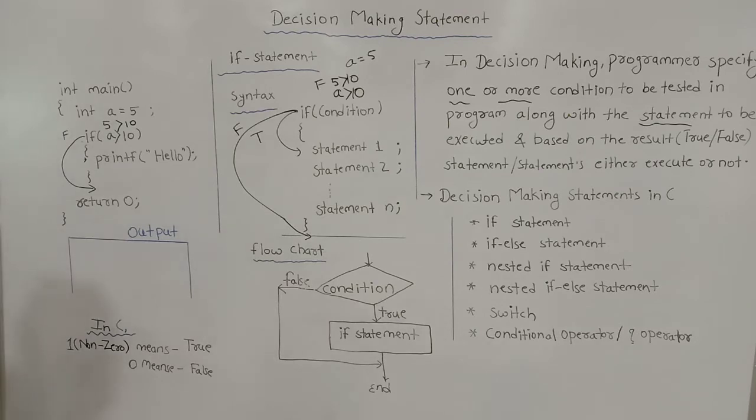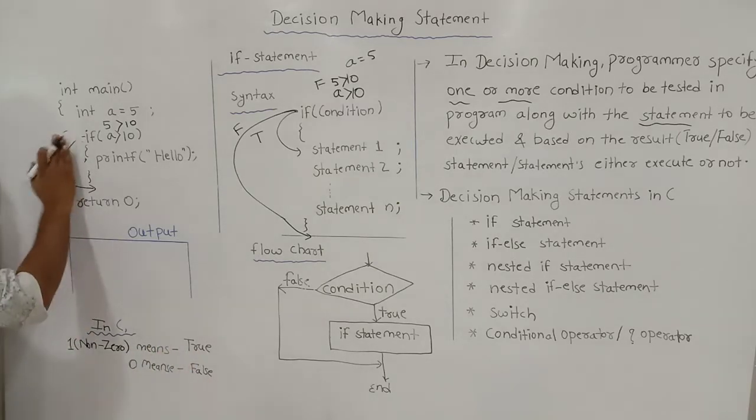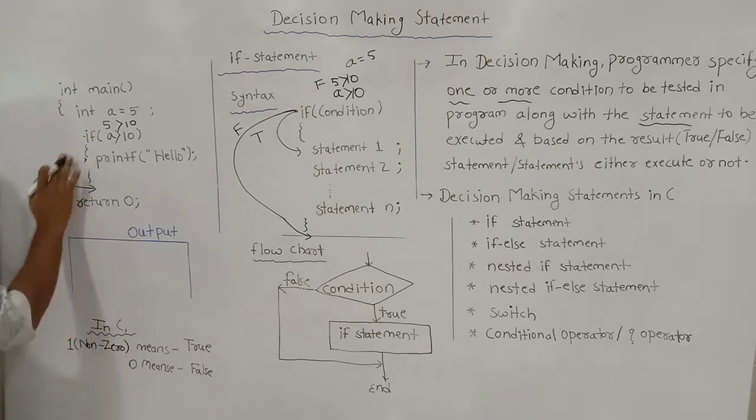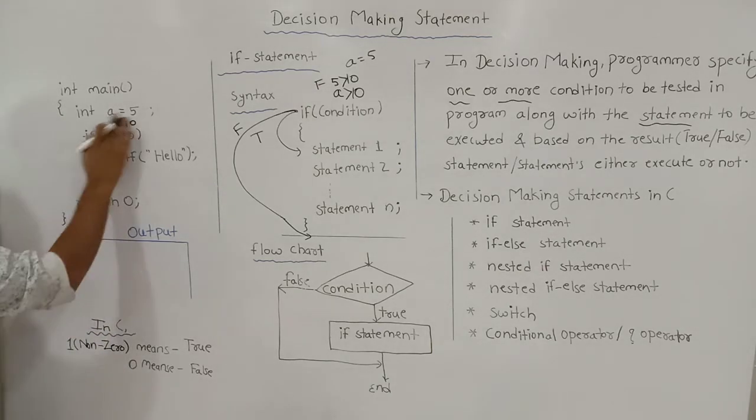And one more concept is here. In C we consider non-zero or 1 as true and 0 means false. What do you mean by these statements? Okay, let's check.